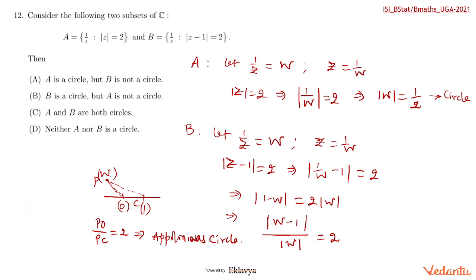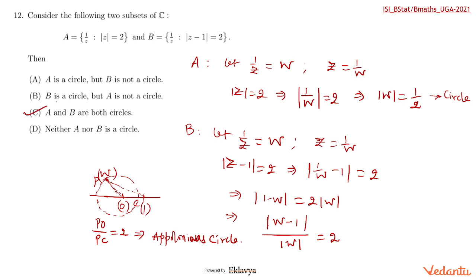The circle will be formed something like this here. It will contain the origin. So you can convert it into x and y also. Otherwise, this is a very standard Apollonius circle, a standard concept, right? So answers A and B both are circles.